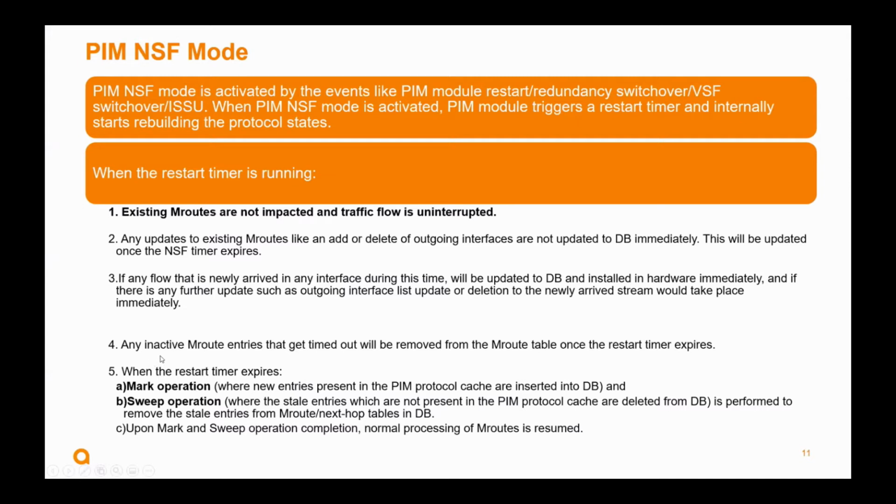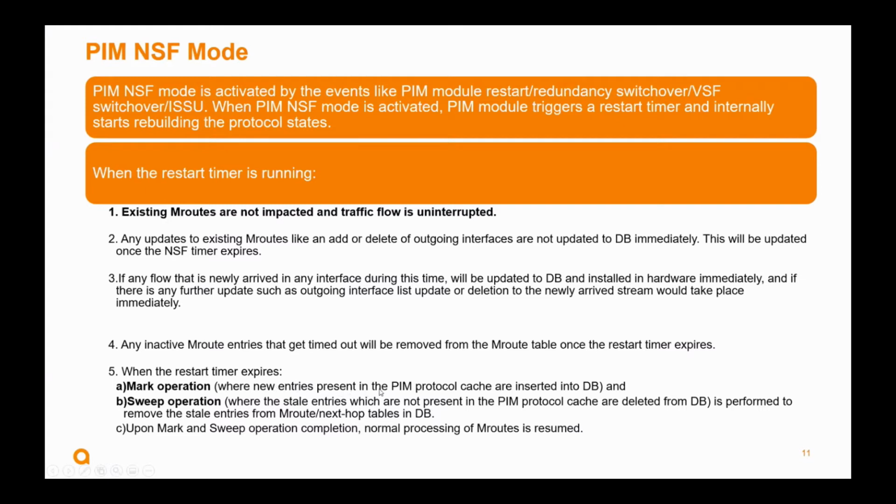Then any inactive MRoute entries that time out will be removed from the MRoute table once the restart timer expires, which is 210 seconds by default. Now, when the timer expires, what happens? There are two operational modes, if you may: a mark operation and a sweep operation. And in the mark operation, new entries, basically.